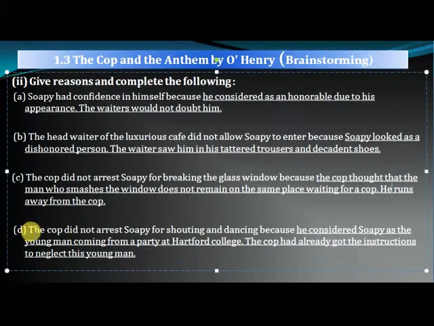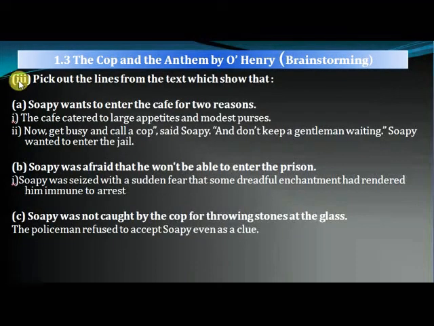Next, the cop did not arrest Sophie for shouting and dancing because he considered Sophie a young man coming from a party at Hartford College. The cop had already got the instruction to neglect this young man. So the next question in the activity is: pick out the lines from the text which show that.